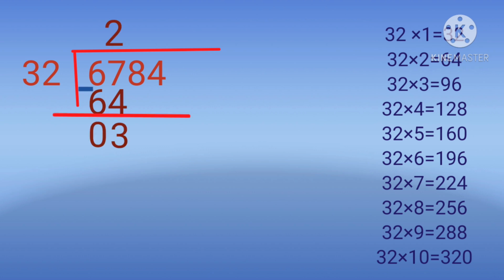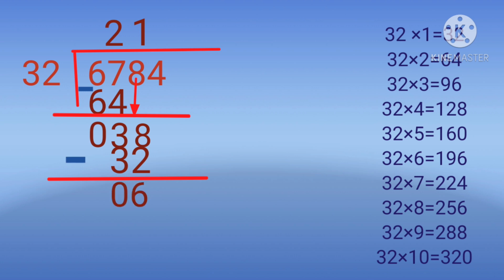Now subtract and you get 3. Now bring down the next digit 8. Now we have the number 38. How many times 32 goes in 38? Yes, 1 time, isn't it? Okay, now subtract. 38 minus 32 is 6. Next, bring down the digit 4. So you have the number 64.